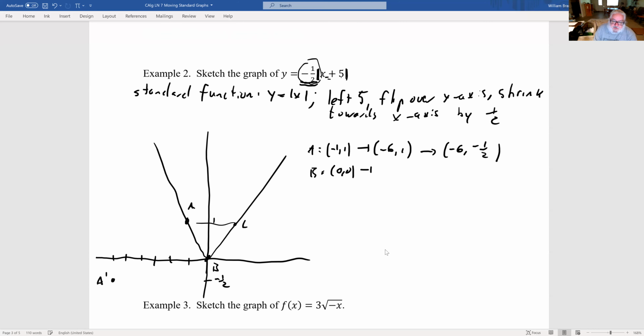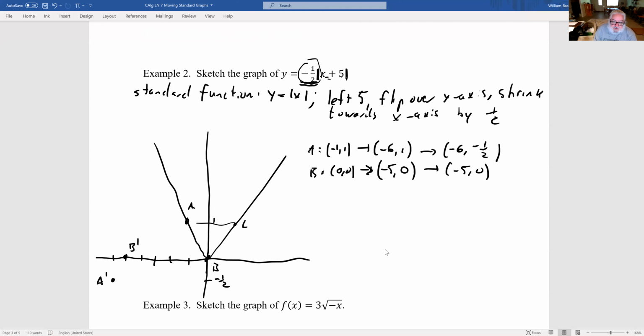We move it left 5 units. That means changing my x coordinate, subtracting 5 from that. That leaves my y coordinate the same. Multiplying my y coordinate by -1/2 doesn't change that. So B prime is out here.